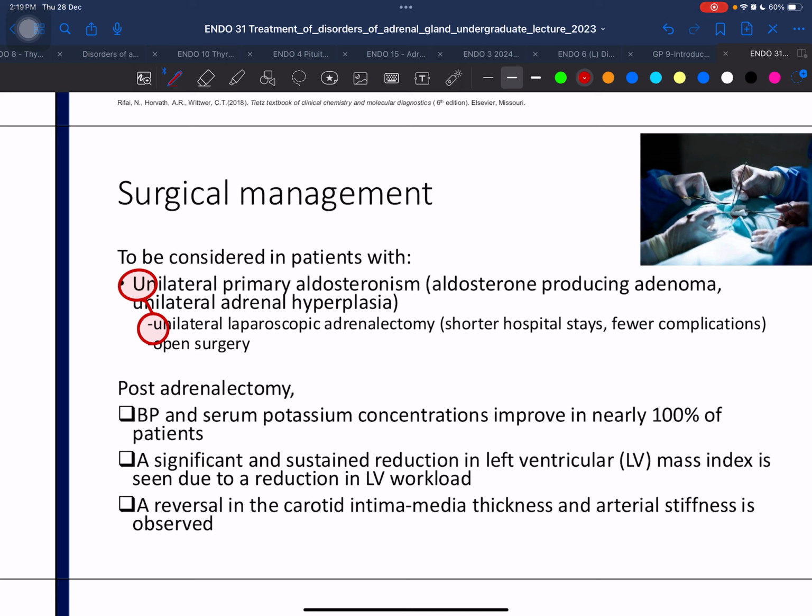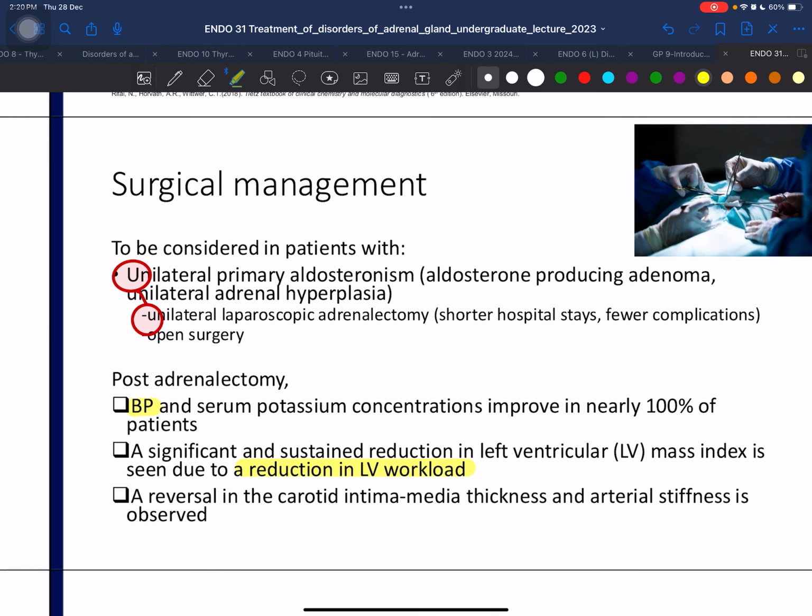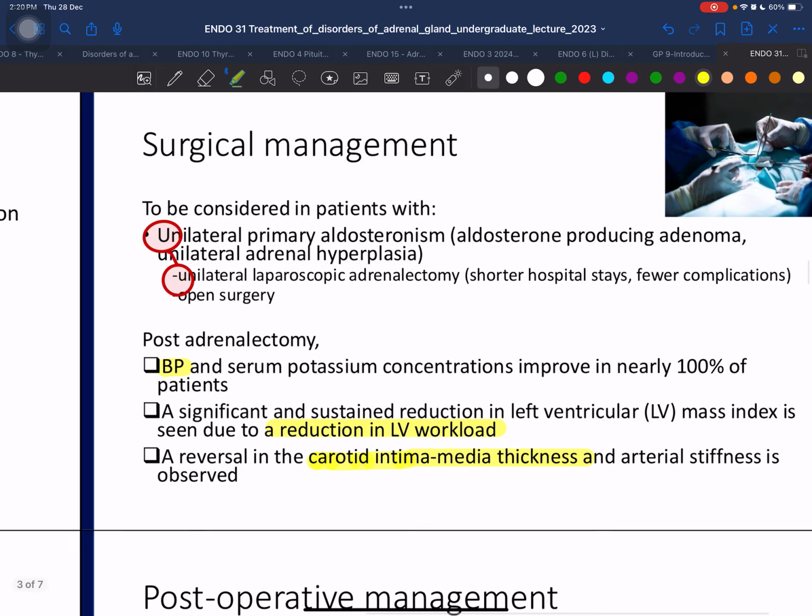Post-adrenalectomy, what you need to do. BP and serum potassium concentrations improve in nearly 100% of the patients, obviously because you have already removed the tumor. A significant and sustained reduction in left ventricular mass index, because the heart is not doing so much work to pump blood already. Hypertension is also improved. So you have reduction in left ventricular workload. You also have a reversal in the carotid intima media thickness; arteriosclerosis is also improved because the hypertension is somewhat corrected in that sense.